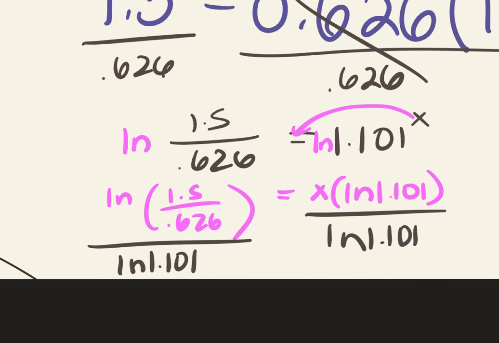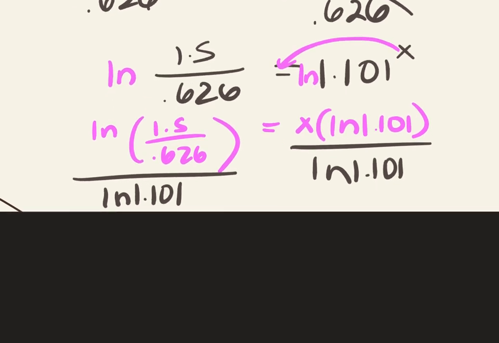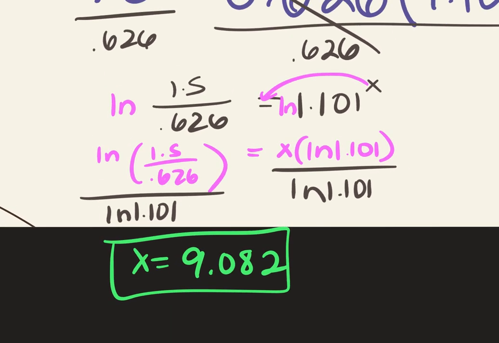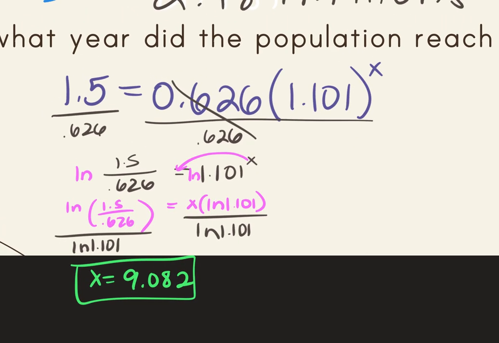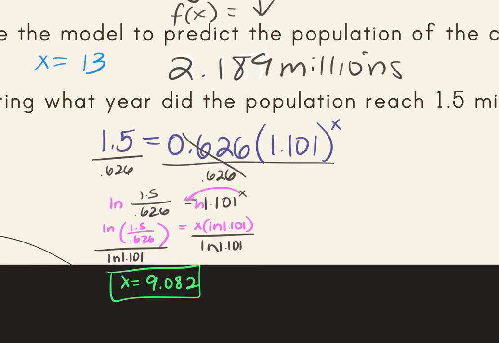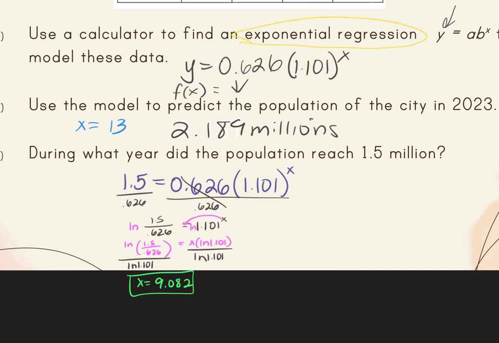And I'm going to let my calculator do all that work for me. So I'm going to ln, you can do it however you want, but I'm going to ln just the numerator, 1.5 divided by 0.626. I hit enter. And then I'm going to divide that by the ln of 1.101. And x equals 9.082. ln is under the log next to the 4. Okay, that is one way to do it. And again, we will revisit logs a little bit later, but that is definitely one way to do it if you remember how to manipulate your logs. The other way is what? What's the other way I can find that spot?